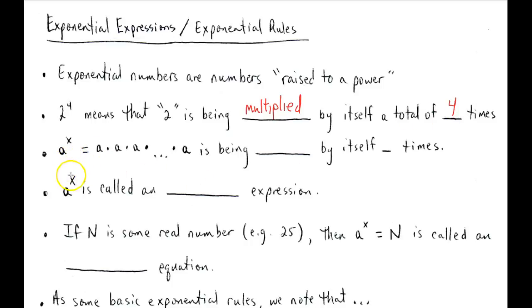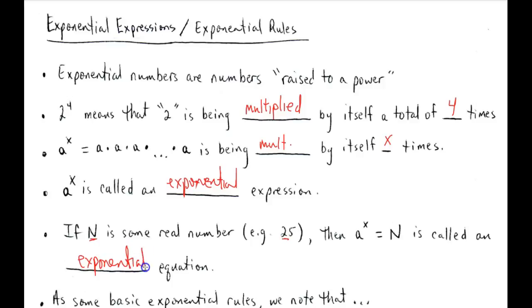In general, if we had some expression a raised to the x, that means that a is going to be multiplied by itself x number of times. And so a raised to the x is called an exponential expression. Now, if we had some real number n here, for example, 25, then if we said a raised to x equals n, we call this an exponential equation.